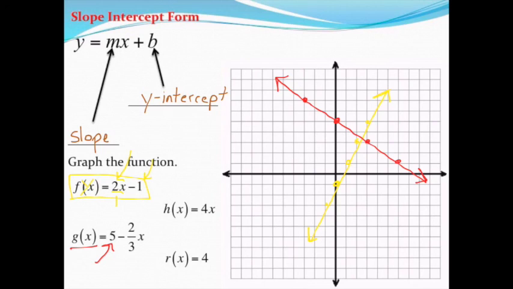Next up, we've got h of x. This time I don't have a y-intercept, or more specifically, I want to say I have a y-intercept of 0. My graph will pass right through the origin. So there's my point on the origin. My slope is 4 over 1. So I'll count up 4 and over 1, 1, 2, 3, 4, over 1. Or I can count down 4, 1, 2, 3, 4, and backwards 1.